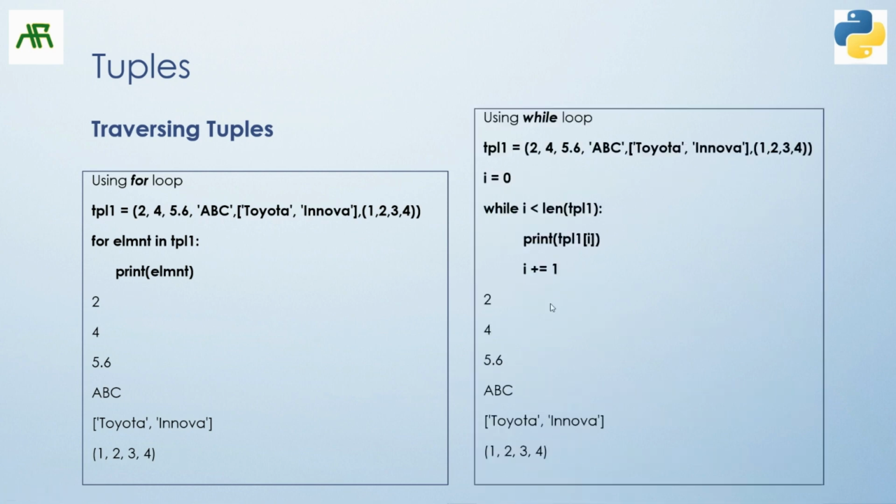Next is using a while loop. I have the same tuple here. As long as there is an element in the tuple, print the element. Look at the length of the tuple, and till you reach that length, keep printing the elements. That's the logic we have here, and each of these elements is getting printed one by one sequentially.